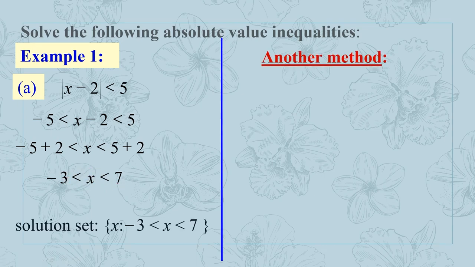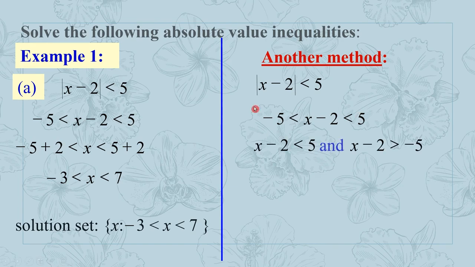You may also solve this inequality using another method. You can separate it one by one. First, we're taking the right hand side here, so x minus 2 is less than 5. And we're taking the left hand side here, negative 5 is less than x minus 2.